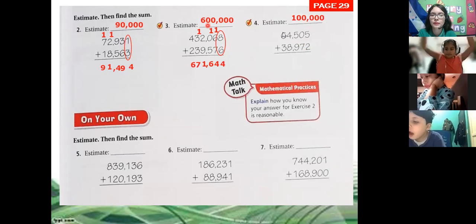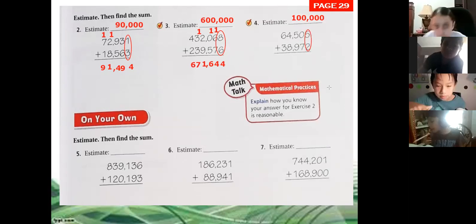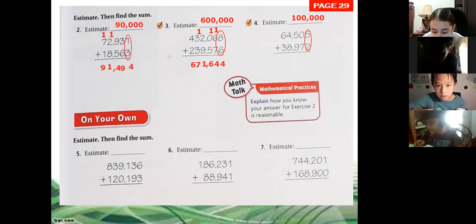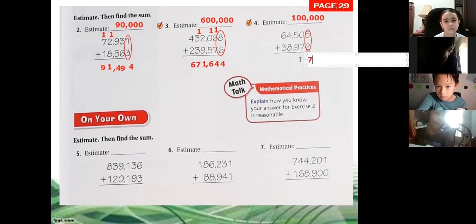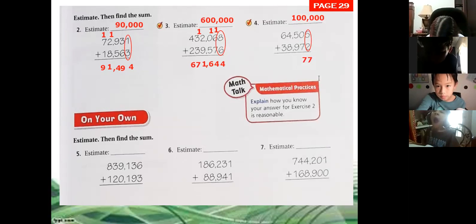5 plus 2. Remember that we start with this one, with the ones. 5 plus 2. Hermes, 5 plus 2. 7. Hermes, 0 plus 7. 7. Excellent, excellent. Santiago Chavez.